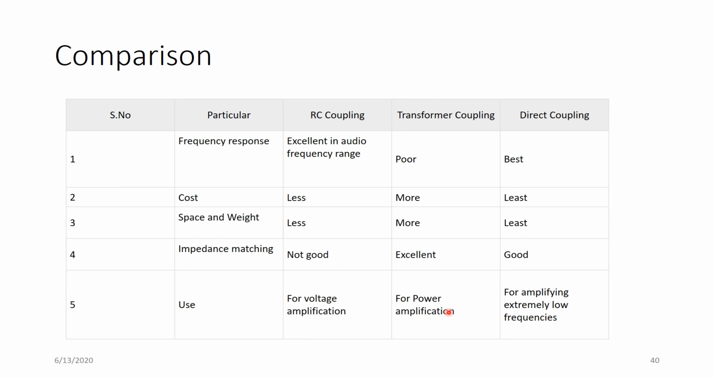Uses: RC coupled is used for voltage amplification. Transformer coupled is used for power amplification, and direct coupled is used for extremely low frequency signals.